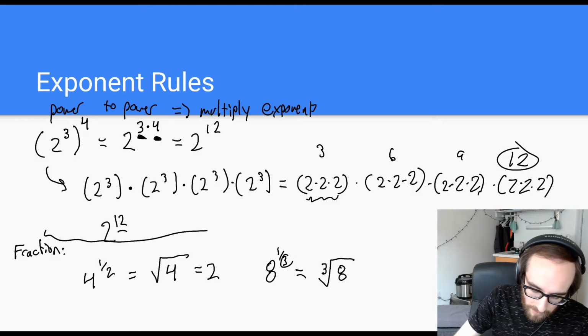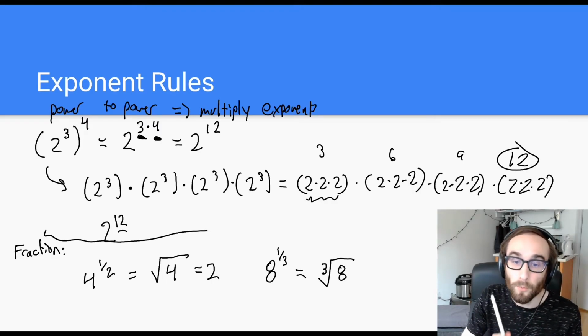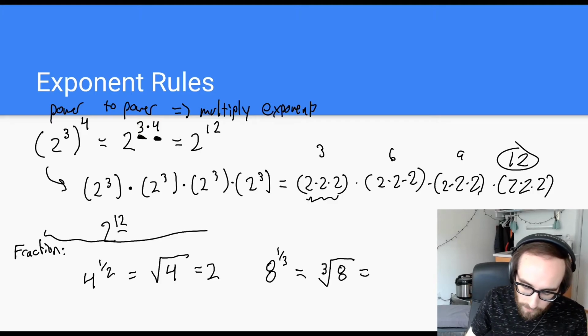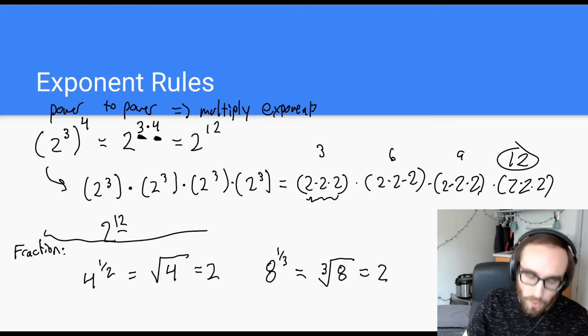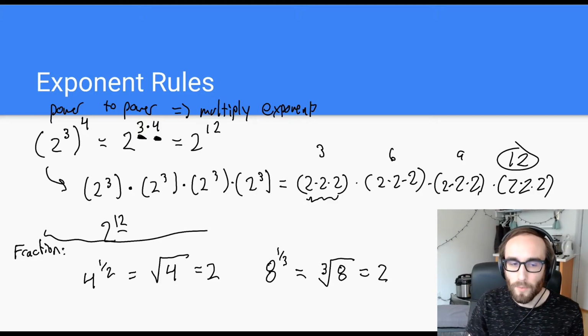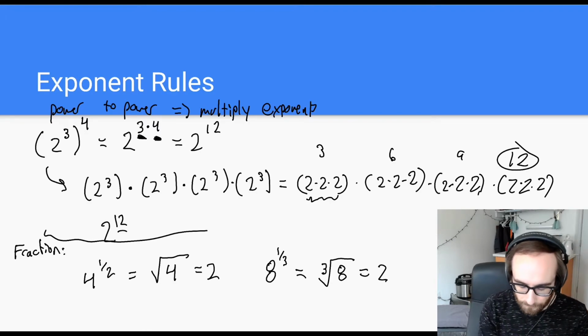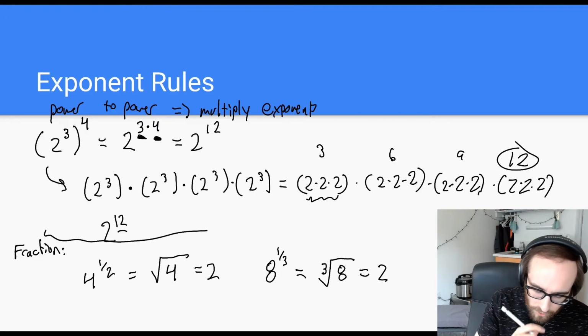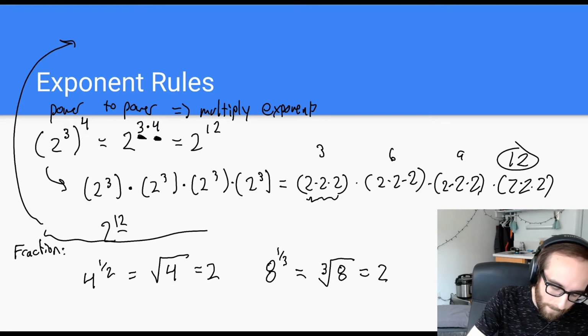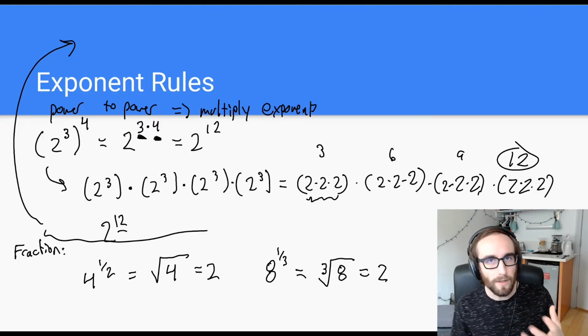So we have 3 in the bottom, which means we're taking a cube root. And the cube root of 8 is equal to 2 also. So we take the bottom number, the denominator, and that's the root that we're taking. Sometimes we'll be given a fraction with a number other than 1 in the top.